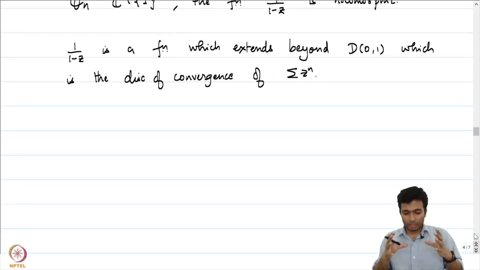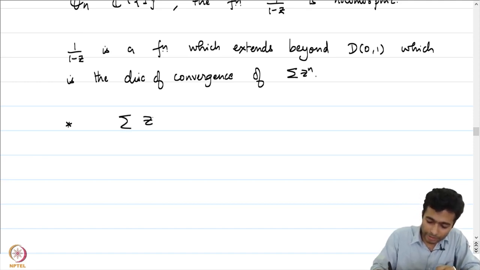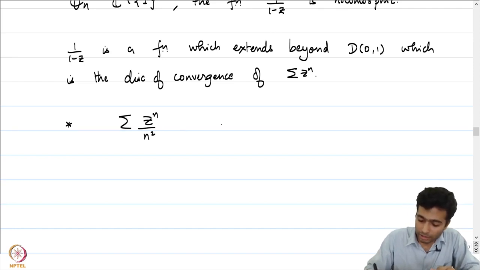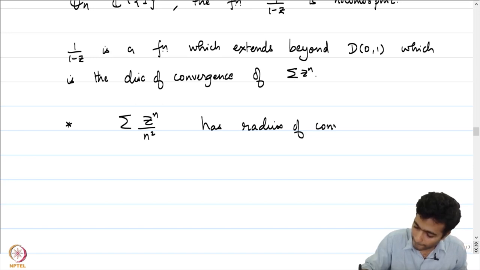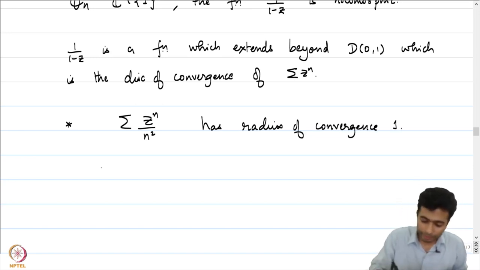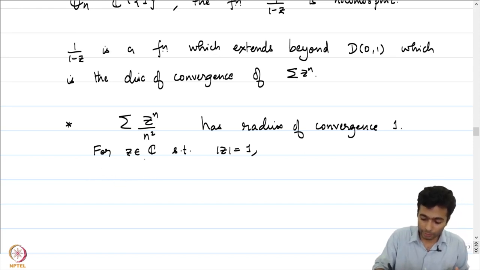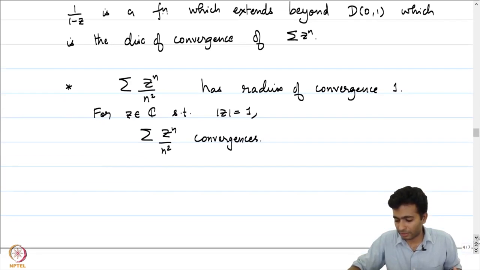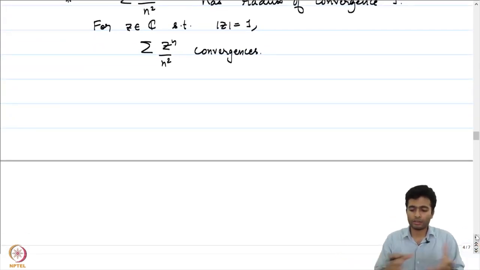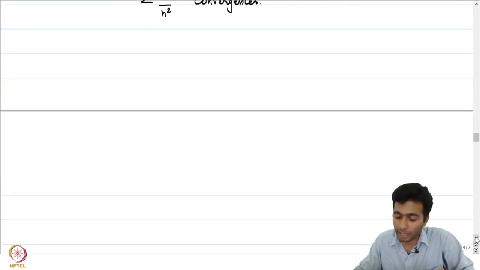We saw this example where the power series summation z to the power n does not converge at any point on the boundary. If we tweak the power series a bit, you look at summation z to the power n by n square, this is a power series which also has radius of convergence 1. And now you can check that at the points mod z equal to 1, the series converges now. So the boundary of the disk of convergence is a subtle place. It can happen that the series converges there. It can also happen that the series does not converge, like we saw in the case of the geometric series summation z to the power n.